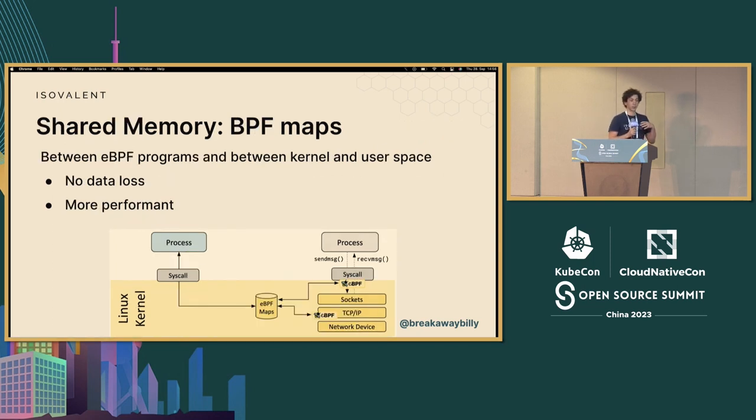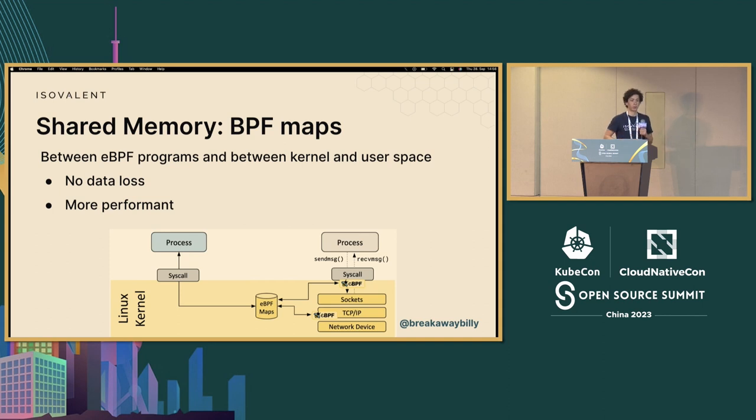Now, you're not just making user space go away with eBPF, so you still need to interact with it. And so eBPF also has the concept of maps. Essentially, these are shared memory between user space and kernel space where they can pass information back and forth between them.